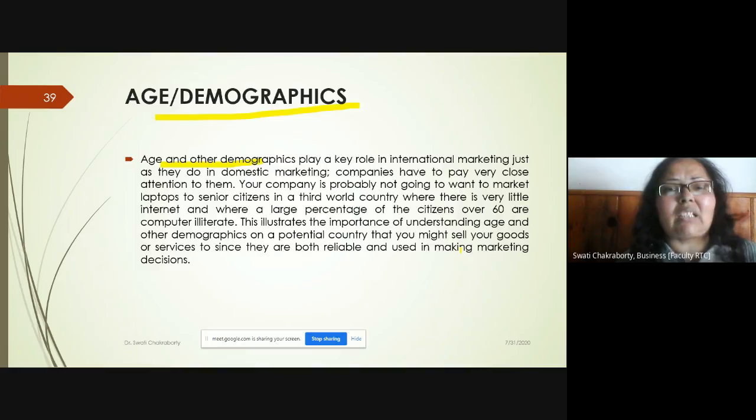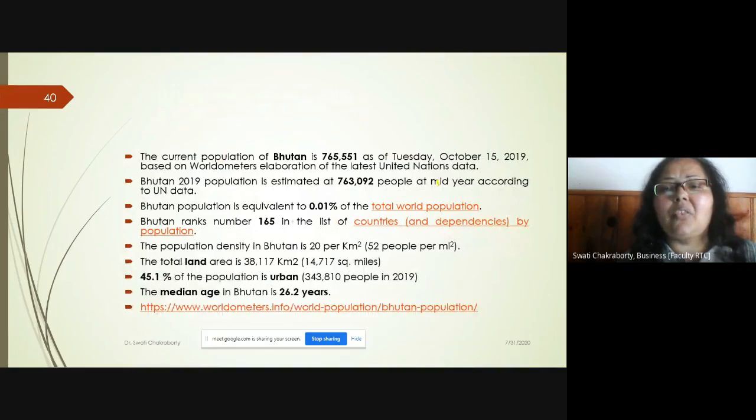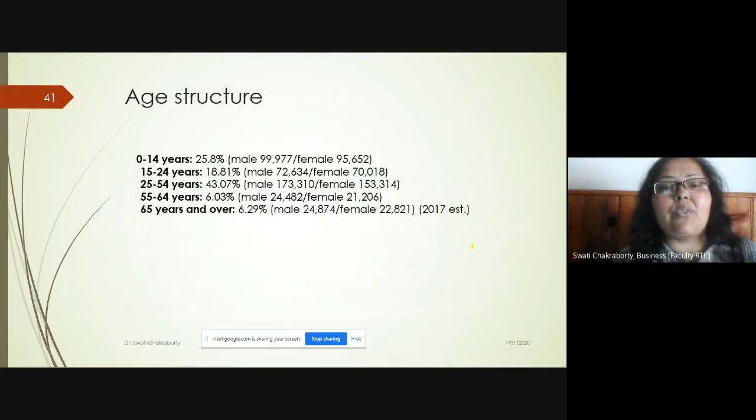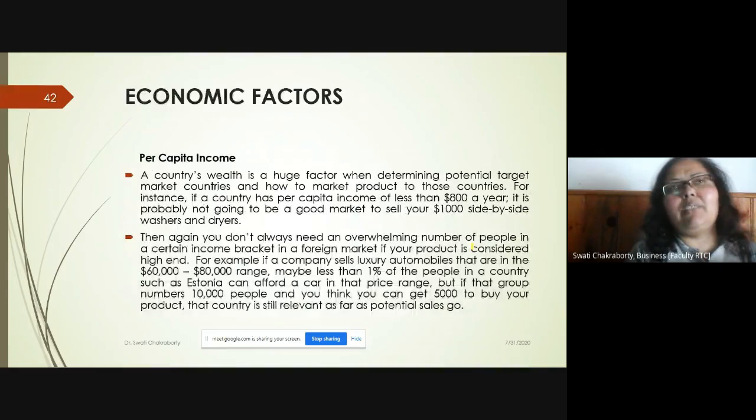Now, these are the statistics that we have for Bhutan regarding the total population, density, and where Bhutan ranks in total population. So it's up there for you. This is the age structure of Bhutan. Next comes up, why did we show you about Bhutan? Because that also tells you, when marketing decisions are made, how the companies make their decisions.